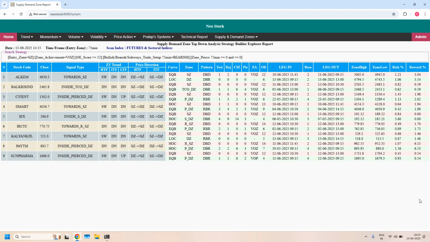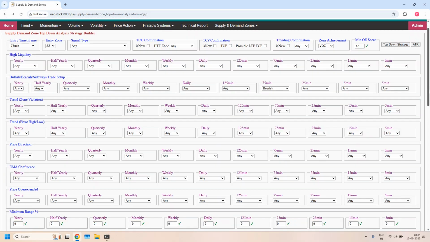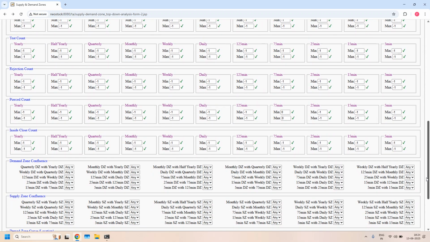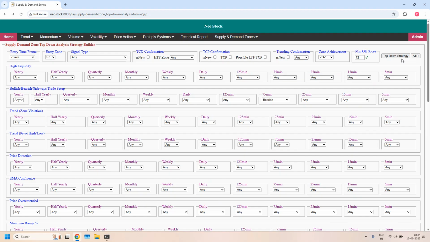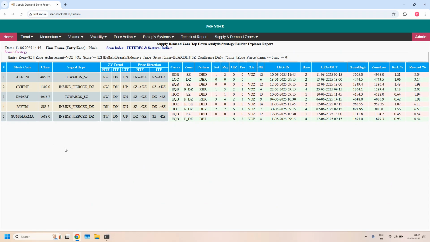Out of these 9 75-minute supply zones, how many have a higher probability of success? That we will filter based on zone confluence. First filter is LTF and ITF supply zone confluence, that is nothing but 75 minutes and daily supply zone confluence. So I am enabling that filter. After applying this filter, we got 5 stocks.